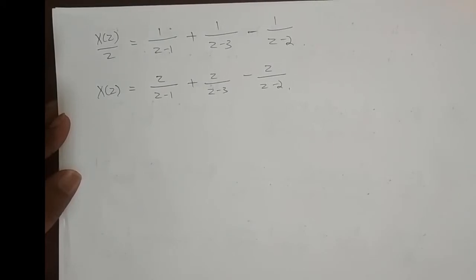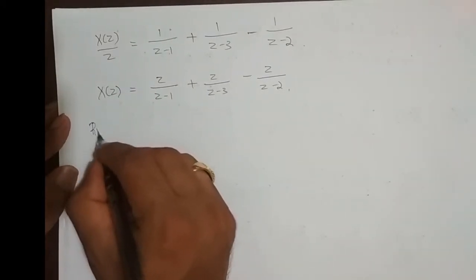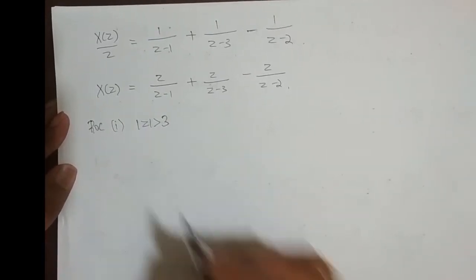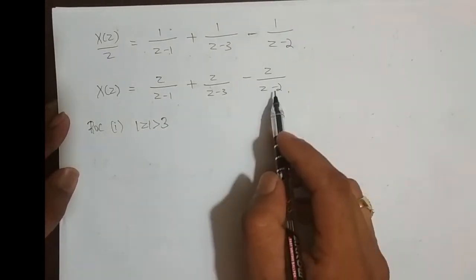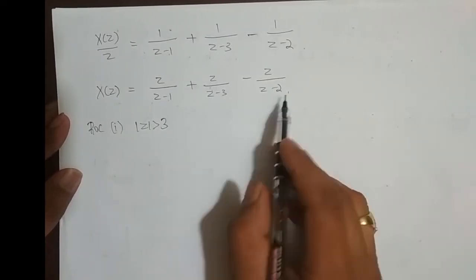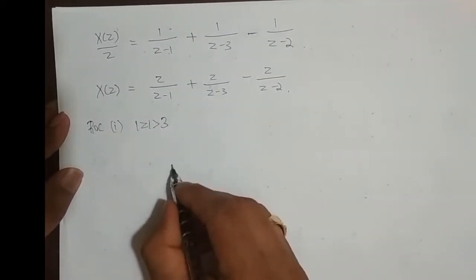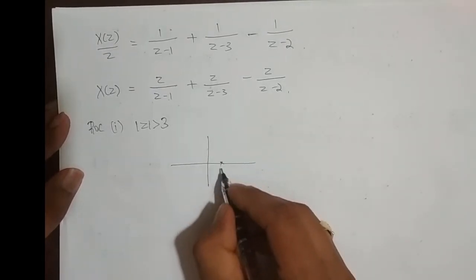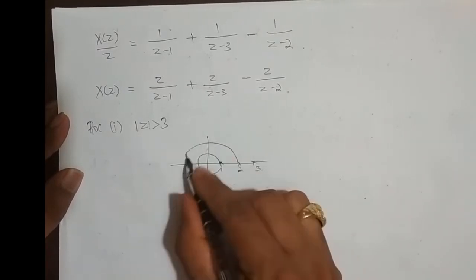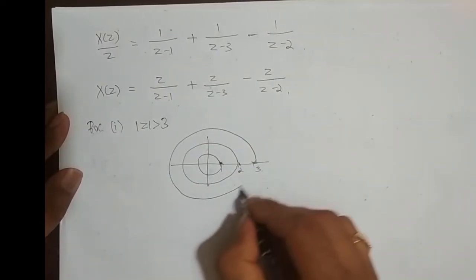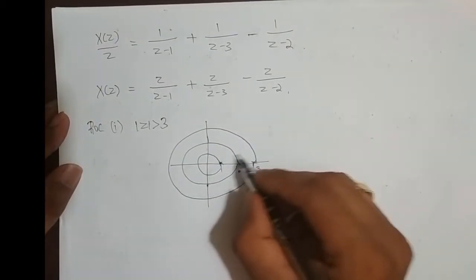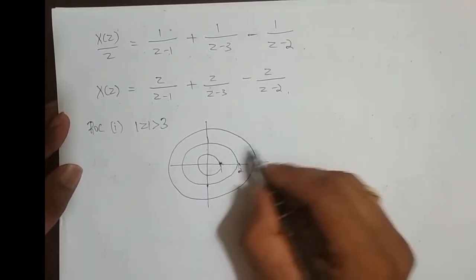What is the first case we have? ROC case 1 is magnitude of Z greater than 3. Now we have 3 infinite length sequences, right? Since we have 3 poles, we will have 3 circles, with radius 1, 2, and 3. So this is a circle with radius 1, this is a circle with radius 2, and this is a circle with radius 3. Now what I want is magnitude of Z greater than 3. In the sense, all the 3 sequences' ROC should intersect.